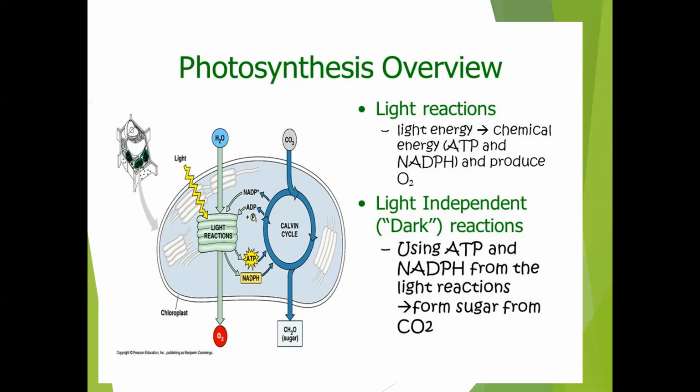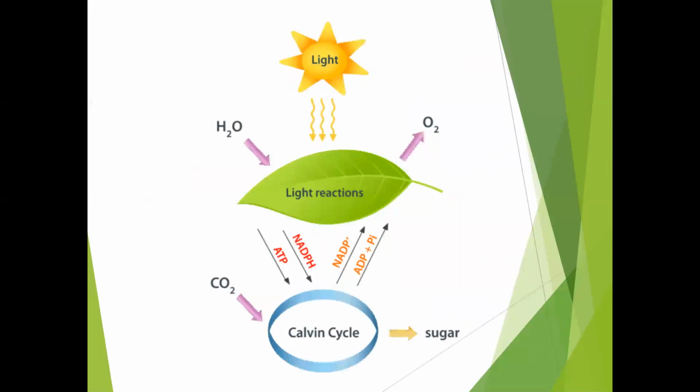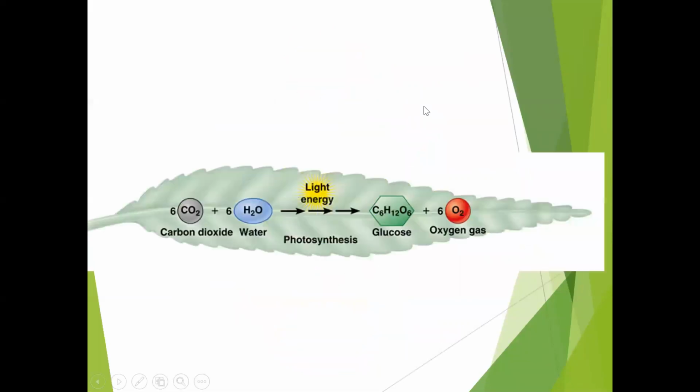Again, here's another image that we saw at the beginning. It's just telling you what we need, what comes in, and what comes out. And then the last one shows you a molecular look at it. So we have our carbon dioxide, our water, we need that light energy, and then our products are going to be glucose and oxygen. I know this is confusing.